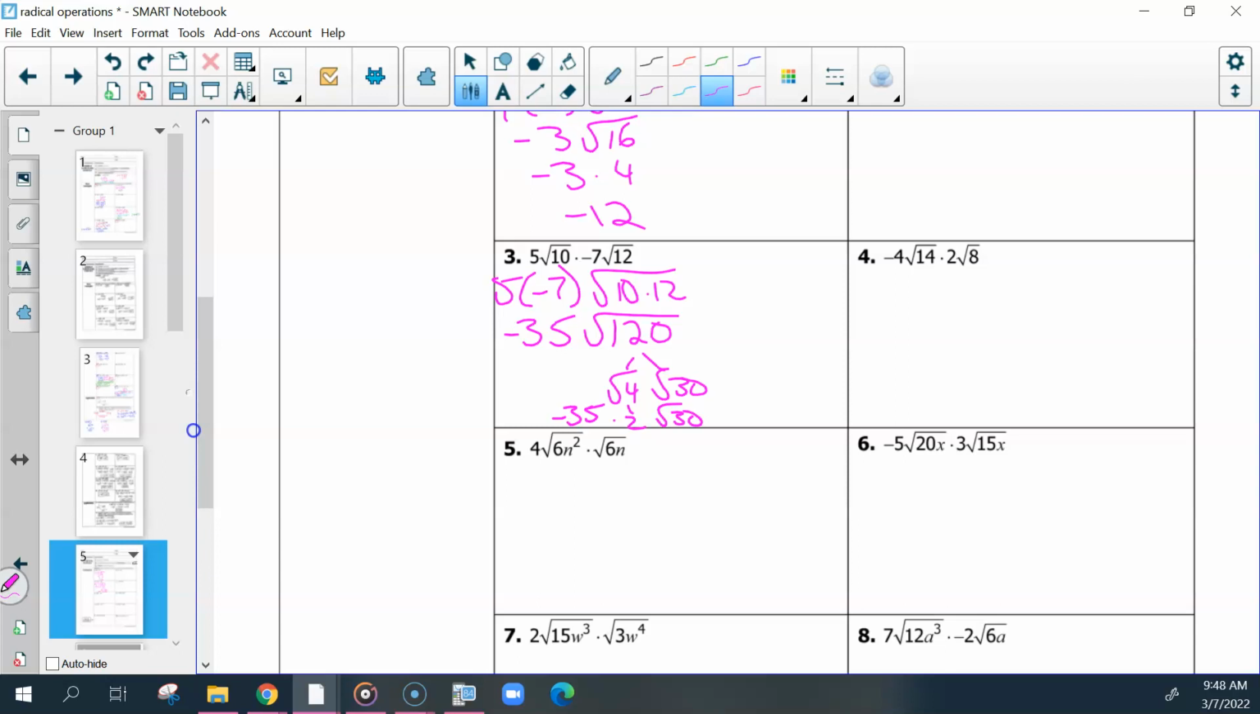Negative 35 times 2 is negative 70. So this looks like we should simplify it more, but 30 wouldn't simplify more. Okay.